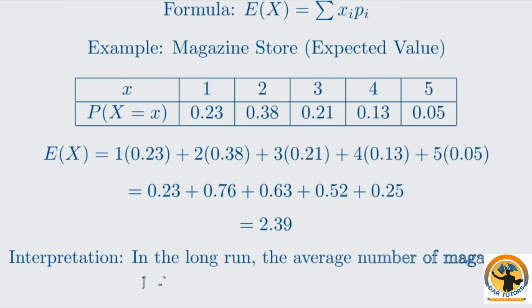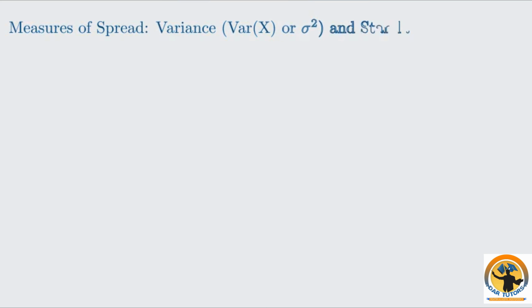What it tells us is that over a long period, if we looked at the average number of magazines bought per customer, it would be 2.39. While the expected value tells us the center of a distribution, it doesn't tell us about its spread. For that, we use variance and standard deviation.